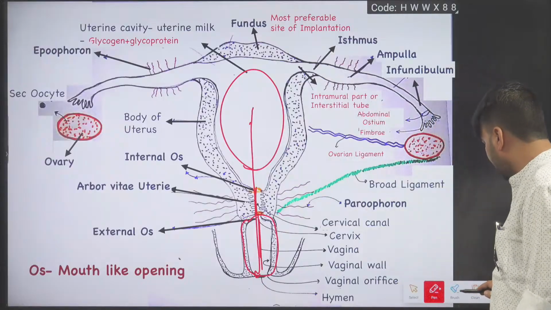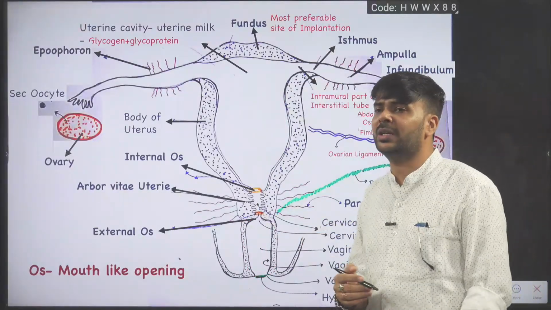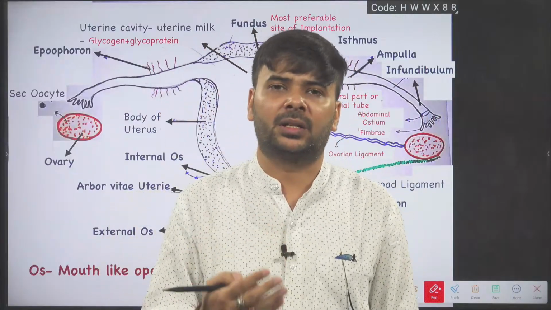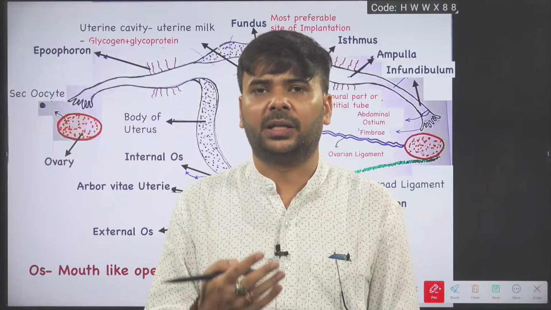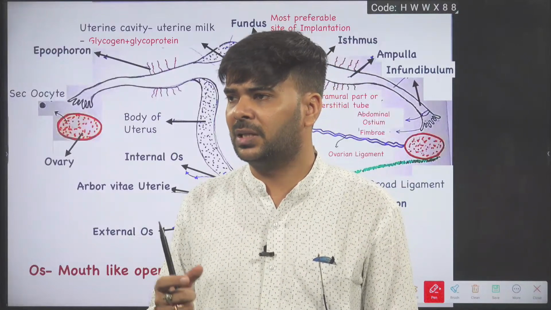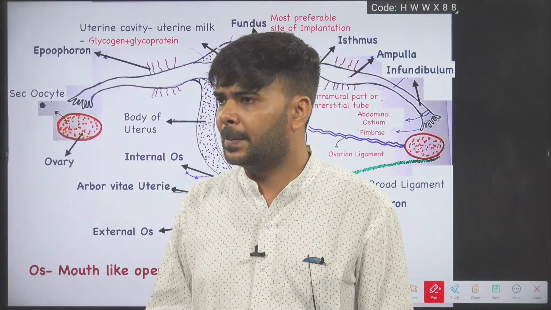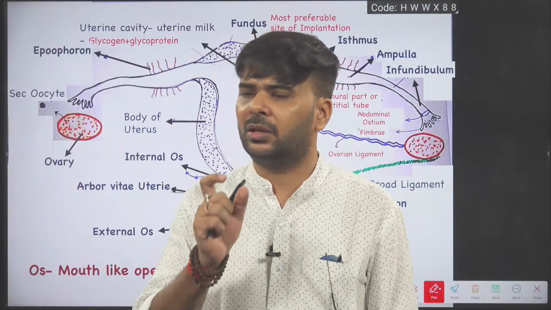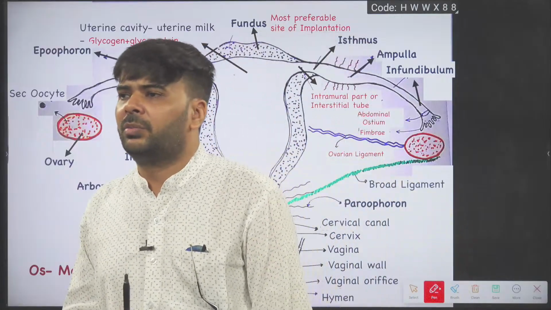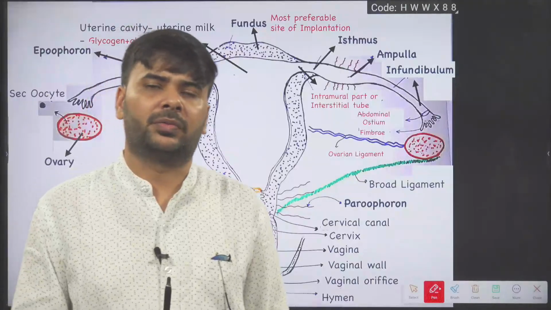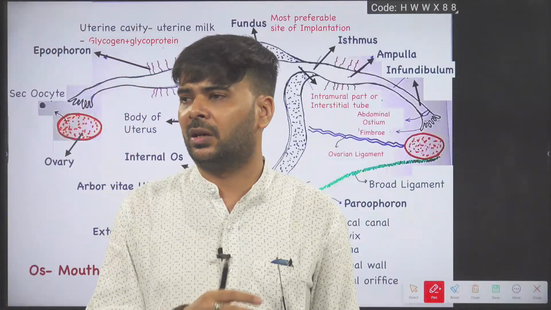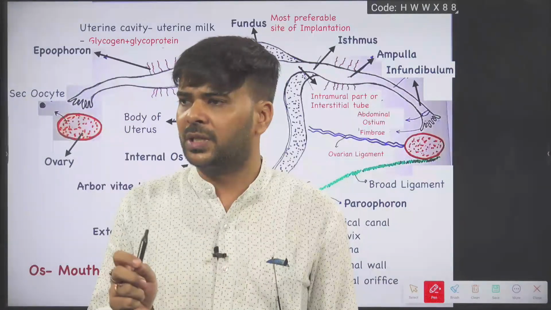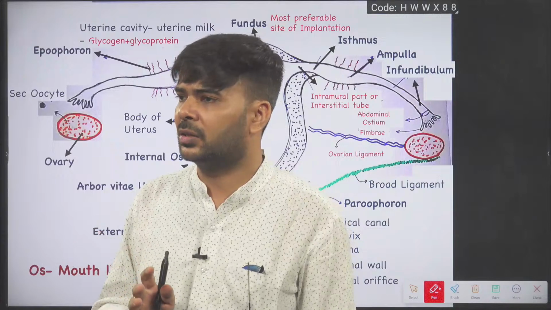Very good. Next question: what is externally visible in a female? What female external genitalia is visible externally, what is it called? Please everyone, I want your response. Then only your concept will be clear. One misconception related to the female reproductive system is that the externally visible structure is the vagina. Wrong. The externally visible structure is not the vagina, not the cervix. All your answers are wrong.